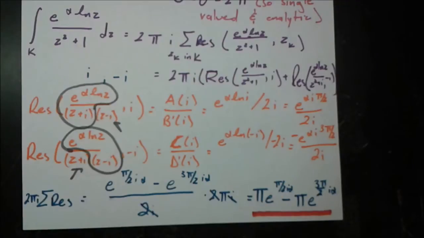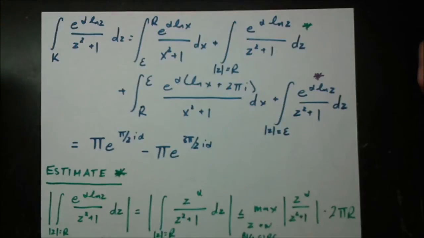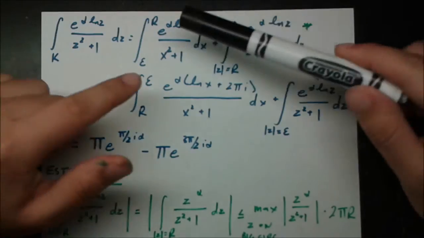Okay, so now we have the two residues, and then we want 2 pi i times the sum of the residues. After we do the algebra, we get that it's pi e to the pi over 2 i alpha minus pi e to the 3 pi over 2 i alpha. Okay, we are not done. We have just found the sum of the residues times 2 pi i. So our next step is to write out this integral K and write it into all of its components.